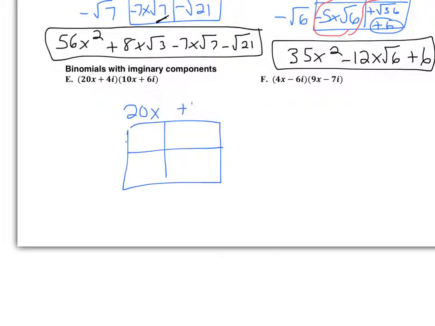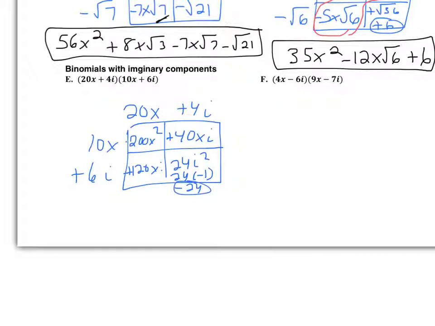20x plus 4i, 10x plus 6i, multiply. 20 times 10 is 200x squared. 10 times 4 is a positive 40xi. 20 times 6 is a positive 120xi, and 6 times 4 is 24i squared. And we know i squared is negative 1, so 24 times negative 1 is negative 24.